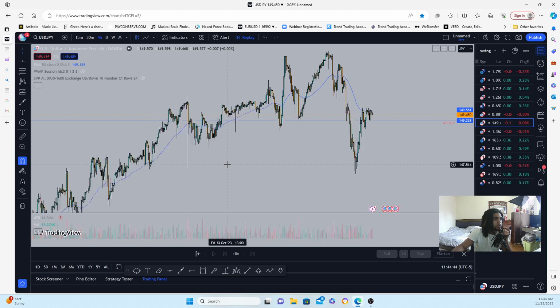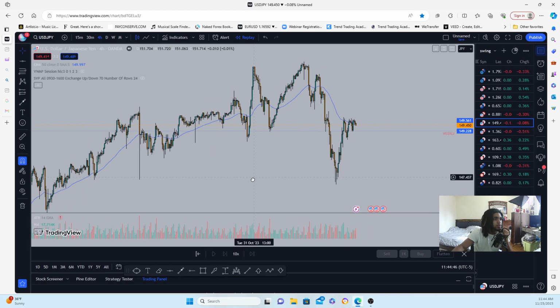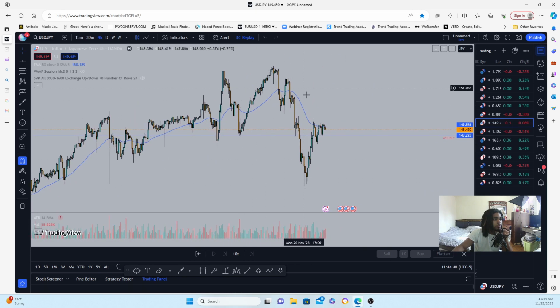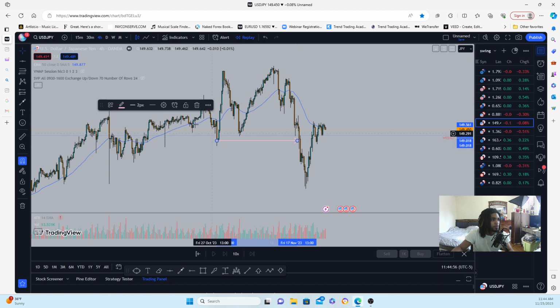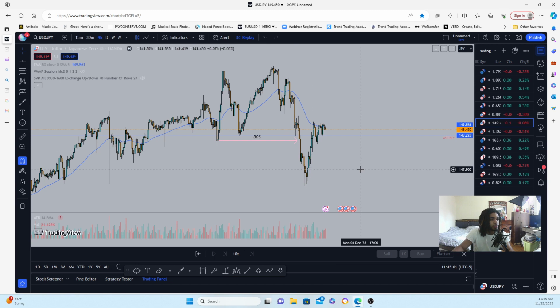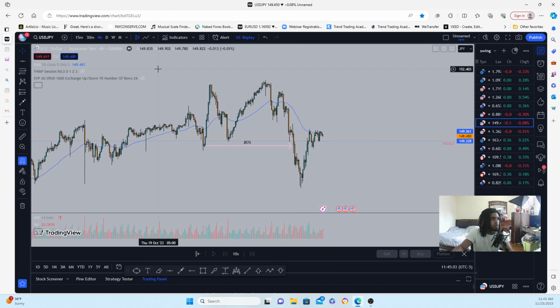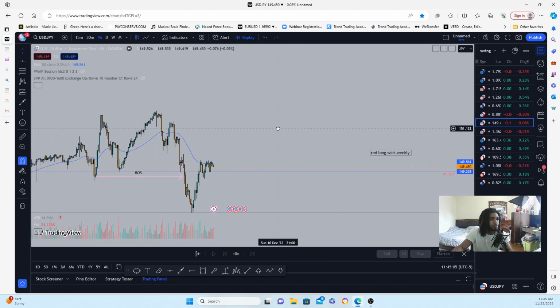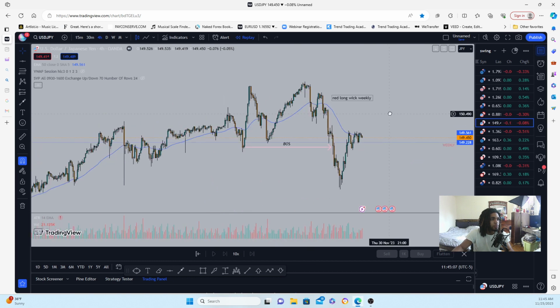Long wicks. Boom, we got big pressure right here. So let's look at this breaker structure. Got a breaker structure right here and right here. Let's mark this. Boom. Breaker structure. Okay. And then on the weekly, what we got, the weekly. Come on now. Come over here so we can see you.